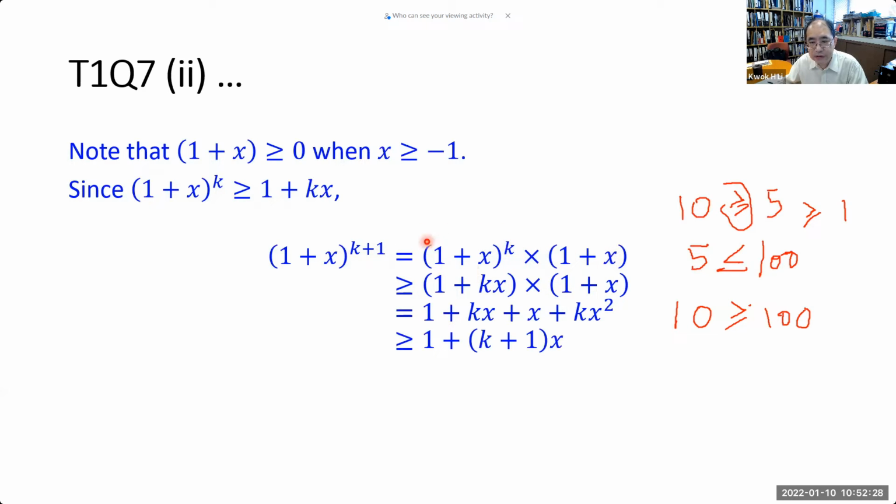So this one, we can use the assumption to do it. The assumption is that when n is equal to k, it is correct, right? So we can use this to help us replace this factor here with 1 plus kx. But we have to change the sign to greater than or equal to. So you have the extra 1, which is 1 plus x here.